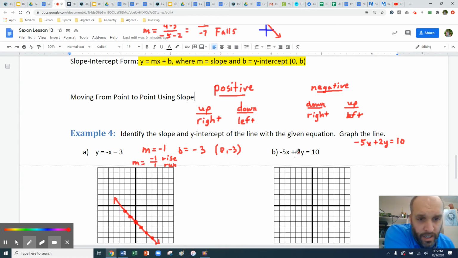So we'll start by identifying this equation. This equation is not in slope-intercept form. The y is not solved out.